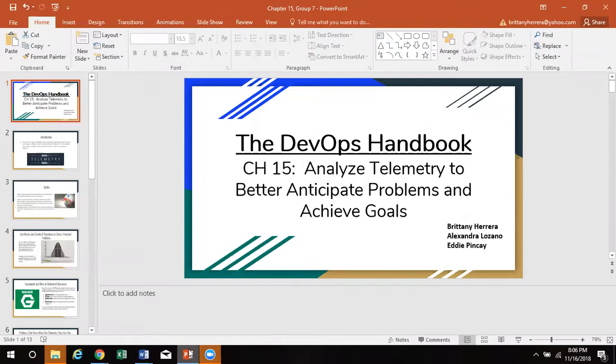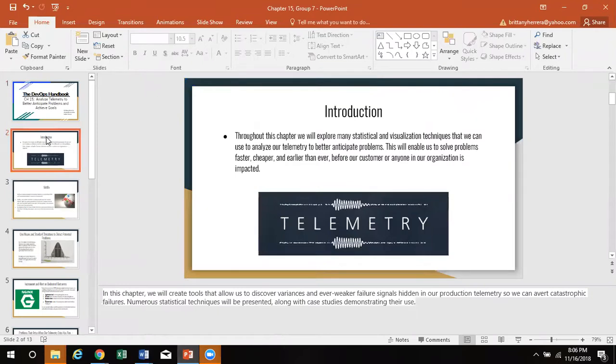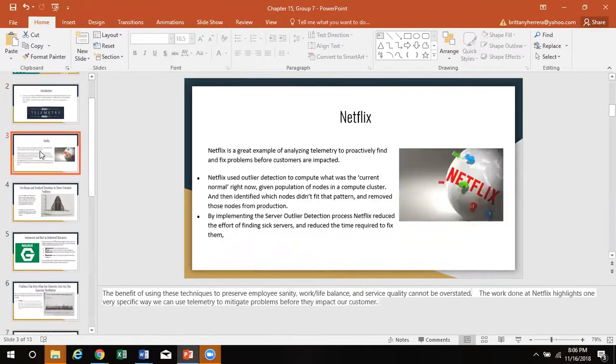This week we will be going over Chapter 15, which is Analyze Telemetry to better anticipate problems and achieve our goals. We're going to be talking about tools and techniques and ways to analyze things so that we can prevent and solve our problems faster, cheaper, and earlier than ever. So this is a great chapter for techniques.